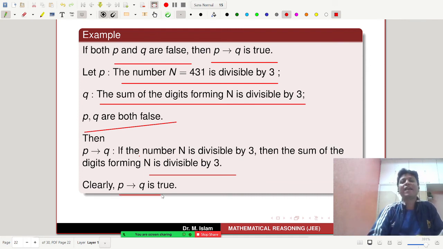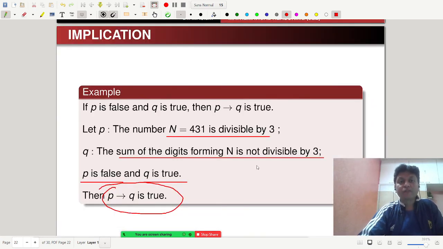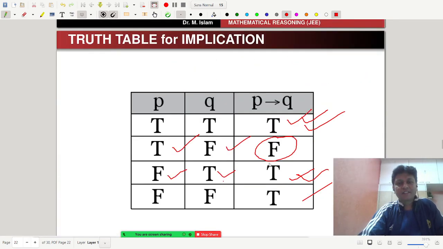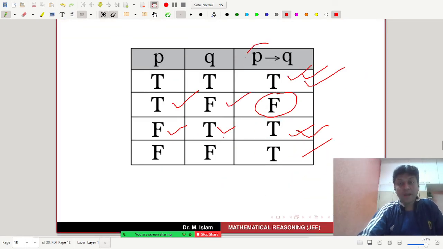If the number n is divisible by 3, but here the number is not divisible by 3, that is false. And the sum of the digits is divisible by 3, that is false. But what is the implication? The implication is if the number n is divisible by 3, then the sum of the digits forming n is divisible by 3. So clearly P implies Q is true. So that is the explanation. You have to remember only this one: in the implication P implies Q, this is false if and only if P is true and Q is false, otherwise not.